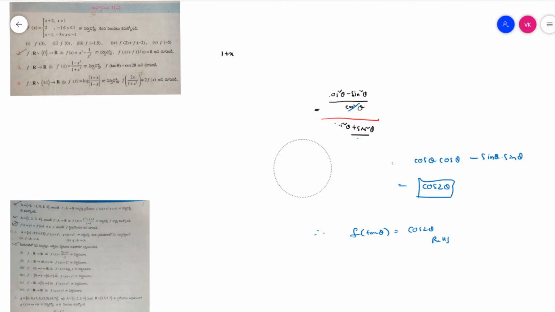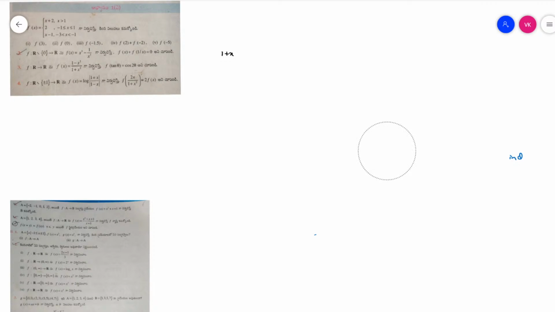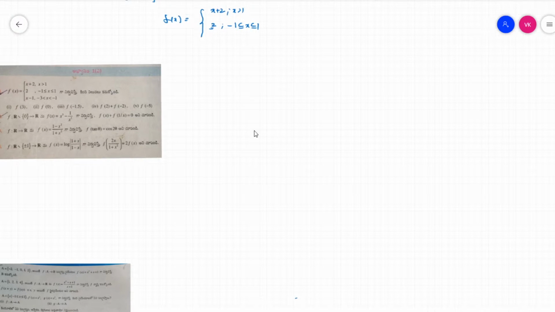The fourth question states that f of x is equal to log of 1 plus modulus of log of 1 plus x by 1 minus x. Find the value.